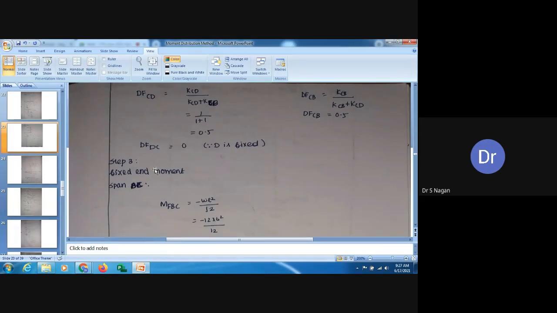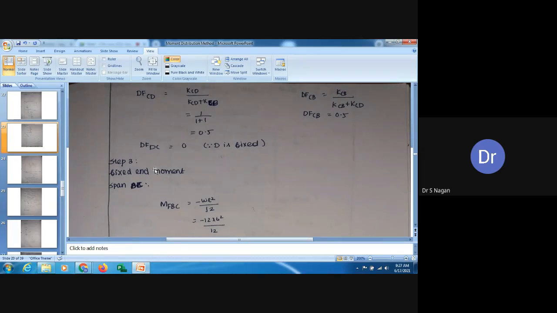The commonly applied load types will be central point load, non-central point load, uniformly distributed load, uniformly varying load, and applied moment, and sometimes we may involve two point loads. So we should teach them all these things, how to calculate the fixed end moments in various situations.